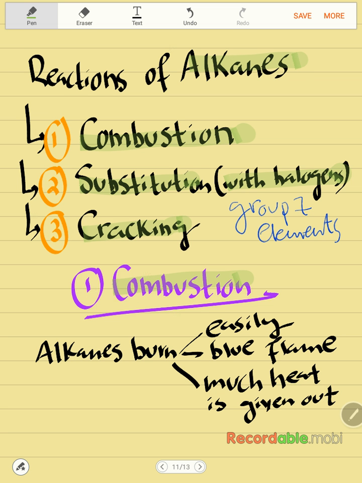Okay, the characteristics of alkanes when they undergo combustion or when they burn is that they burn easily, they burn with a blue flame, and much heat is given out. So these are the 3 different characteristics that characterize the combustion of alkanes. You need to keep those in mind.